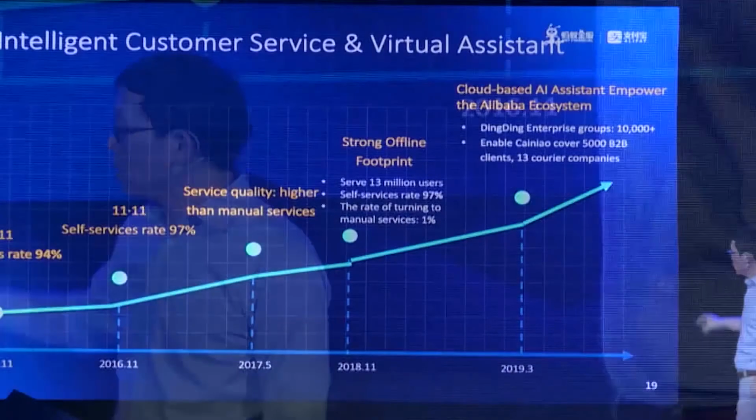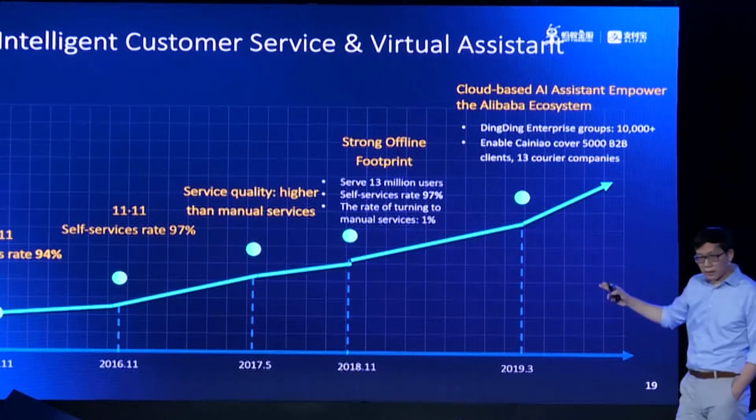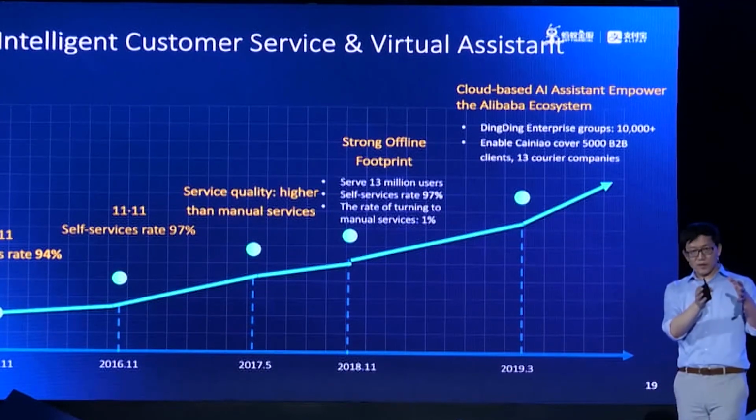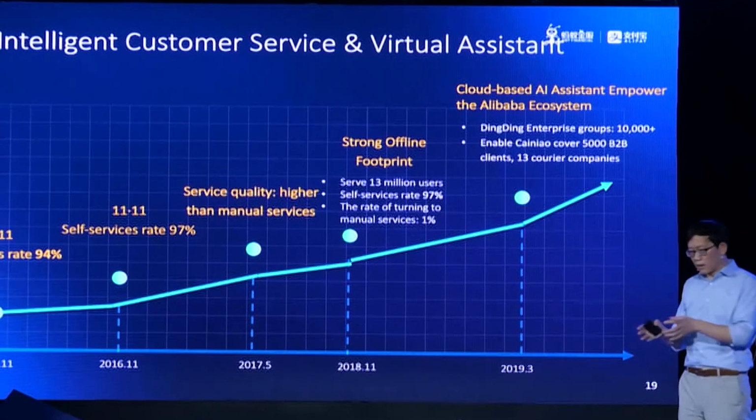So this curve summarizes what we did for the past few years. In year 2015, that's where we got started. And that year, we increased the self-service rate on Double 11th day from 70% all the way to 94%. Before that year, on Singles Day, Double 11, November 11th, you couldn't make a phone call. It's really hard to make a phone call successfully to Alipay's customer service. But that year, it's different, because the majority were handled by the robots.